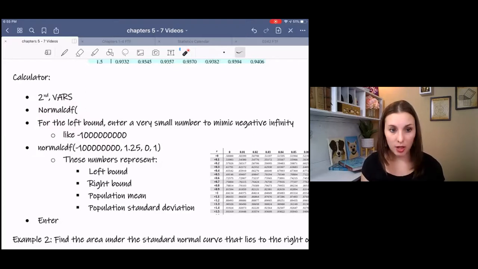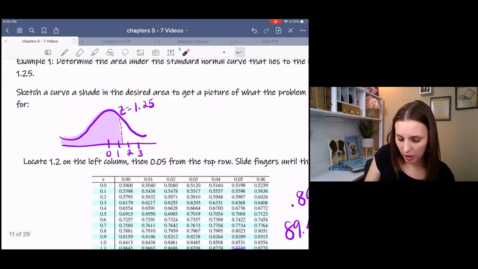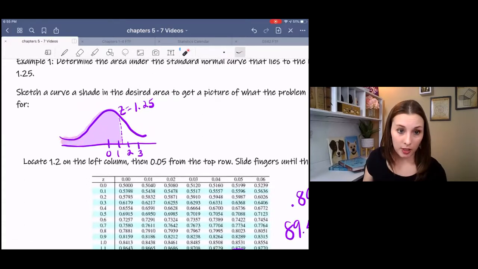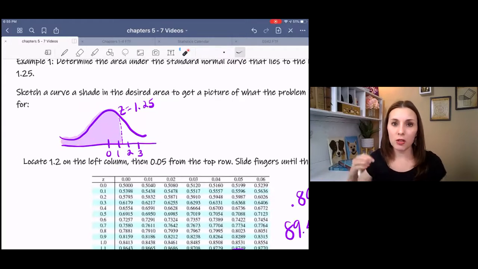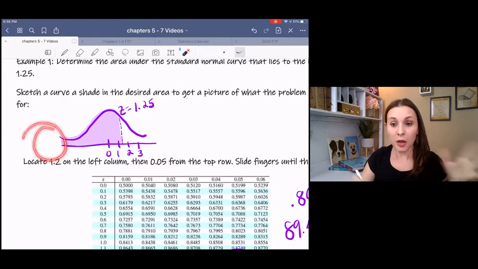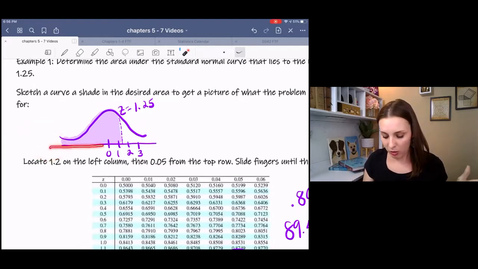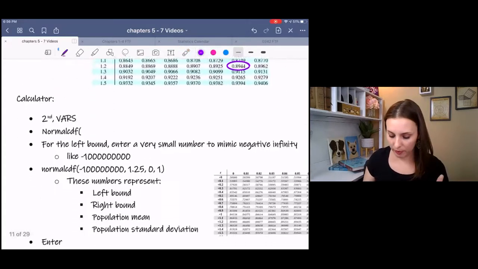Hit enter. And you're wanting to tell the calculator that the area you're looking for, if we look at this picture here, extends into negative infinity, but the TI-84 doesn't have negative infinity in the calculator. So instead of trying to write negative infinity, what you're going to tell the calculator is a really, really, really, really small number all the way to 1.25 with a mean of 0 and a standard deviation of 1. So you're going to type in 4 values here.